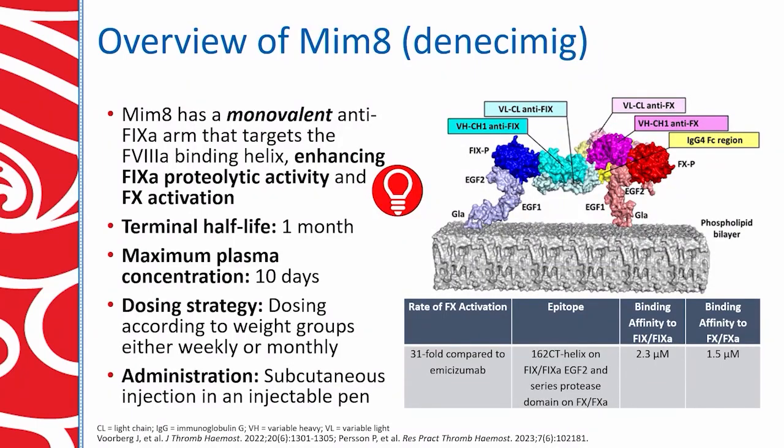Now coming to the next generation factor VIIIa mimetics, and they are not bioequivalents, they are different. So MIM8, which is an IgG4 as well, has a monovalent anti-factor IXa arm that targets the factor VIIIa binding helix, enhancing the factor IXa proteolytic activity and the factor X activation. And the rate of factor X activation is 31-fold compared to emicizumab.